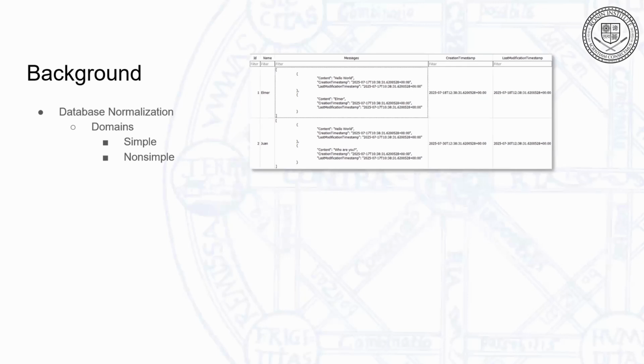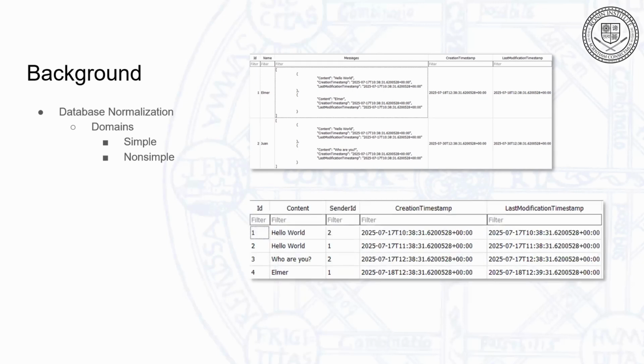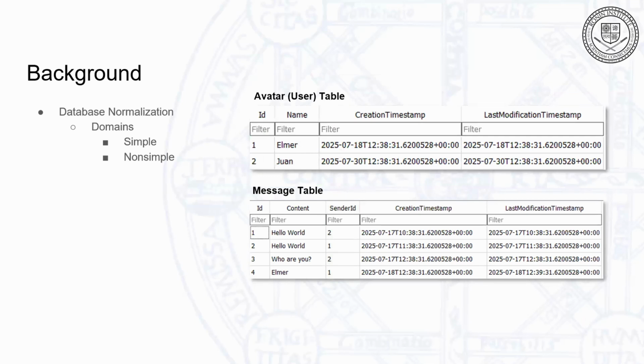To transform this table so that it complies with the first normal form, we create another table called messages, wherein we insert the primary key from the parent table. Then, in the parent table, we remove the non-simple domain messages column, resulting in the normalized avatar table. If we look closely, we can observe that both the avatar and message tables now contain only simple domains and are therefore compliant with the first normal form. Subsequent normal forms, for example, second normal form, third normal form, and so on, can then be used to normalize the database even further.